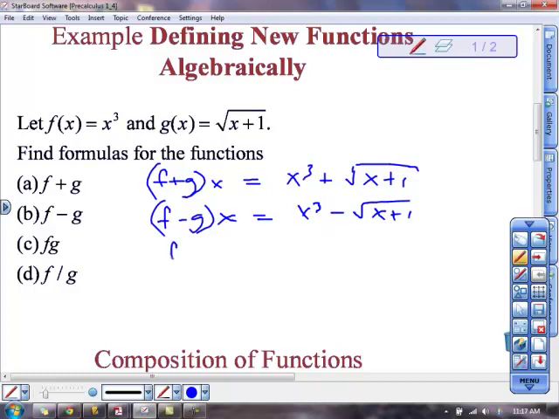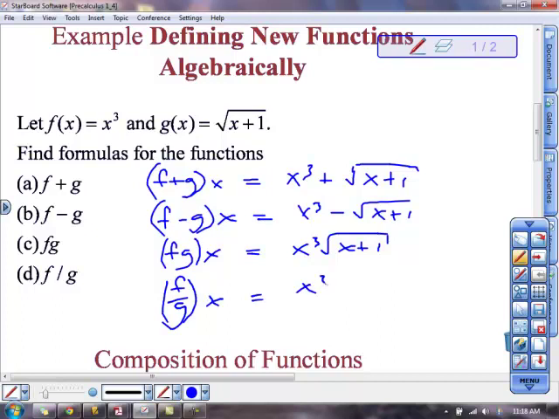This is tough, I know. And if I want to multiply them, that would equal x cubed times x plus 1. And if I wanted to divide them, then it'd be x cubed divided by x plus 1. That's easy. Yes, it is.